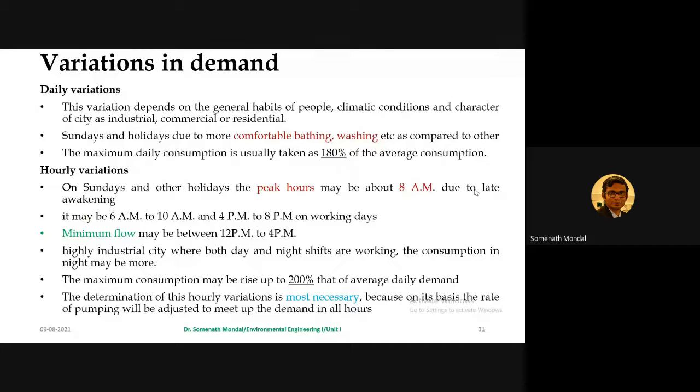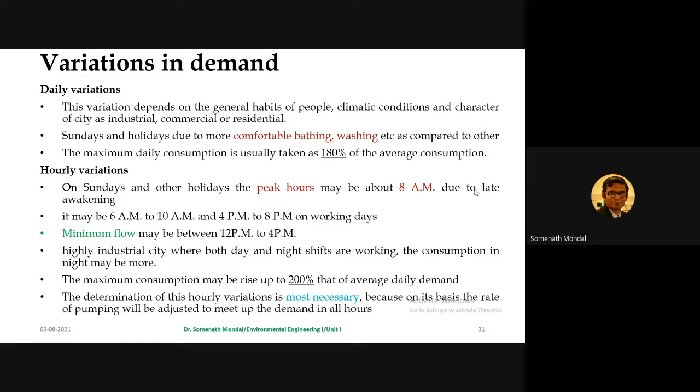So we are talking about daily variations. In daily variations, these variations mostly depend on the general habits of people and climatic conditions, as I was mentioning, and the maximum daily consumption is usually taken as 180% of the average consumption. So we'll basically multiply the average consumption with 1.8 in order to obtain the daily variation. Next comes hourly variation. We have discussed how this hourly variation is altered. Now the maximum consumption may rise up to 200% that of average daily.